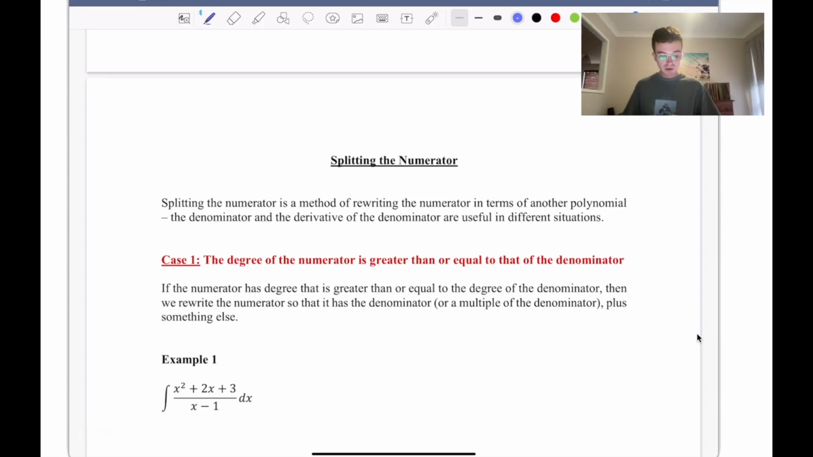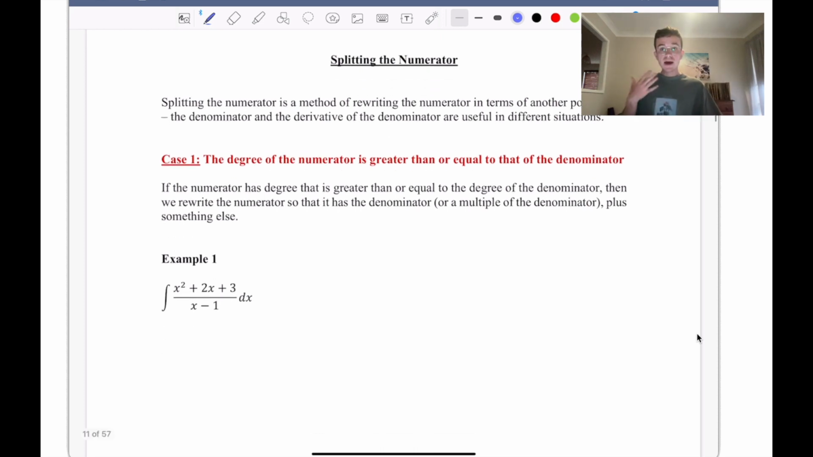Alright, today we're going to have a look at a strategy called splitting the numerator. There are two methods that we're going to use in terms of splitting our fractions into multiple fractions. Number one is splitting the numerator, which is a tad easier, and number two is called partial fractions decomposition, which is where we're splitting up the product of the denominator up into two separate things instead of one product.